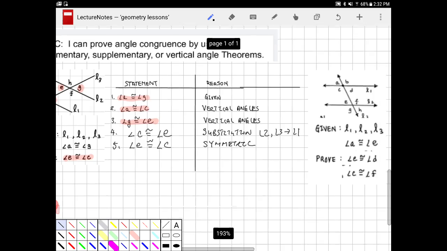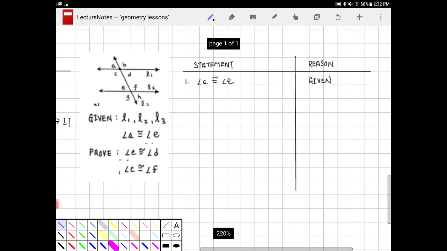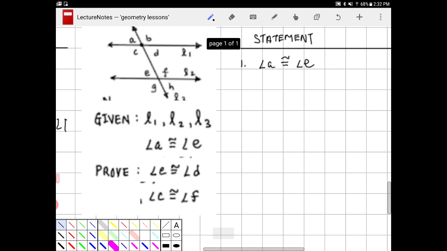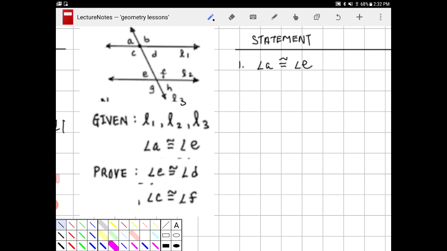All right, let's take a look at the second example. So I have angle A is congruent to angle E. Again, I have 3 lines, 2 of which are intersected by line 3. L1 and L2 are intersected by line 3. And you're told that angle A is congruent to angle E.